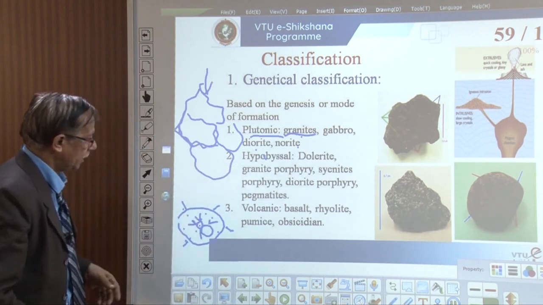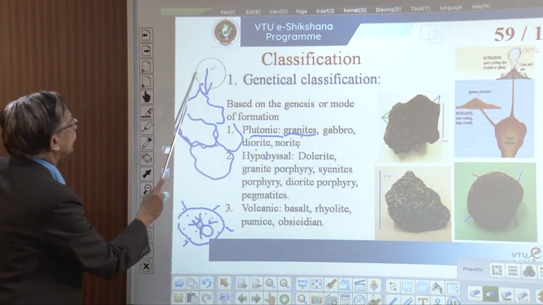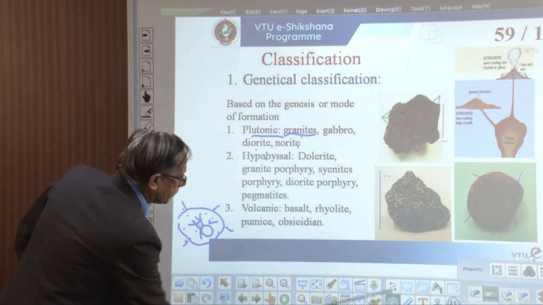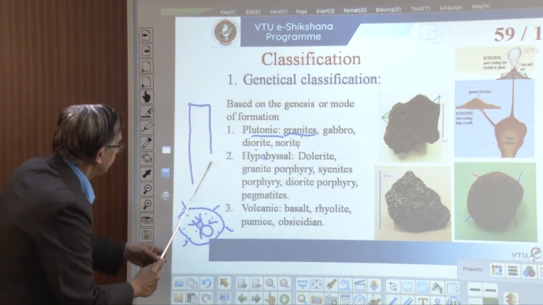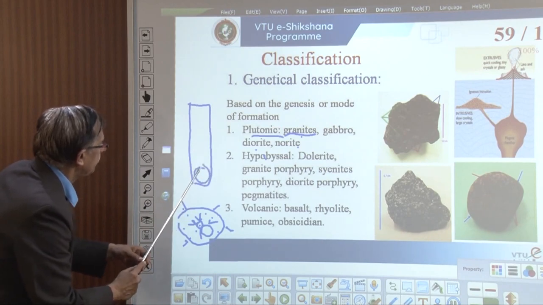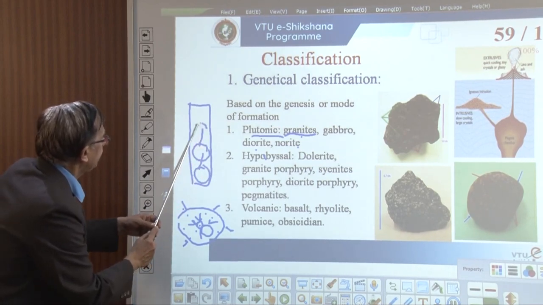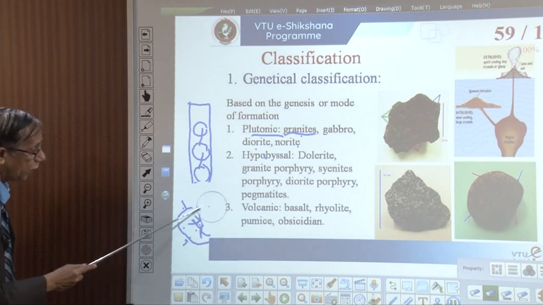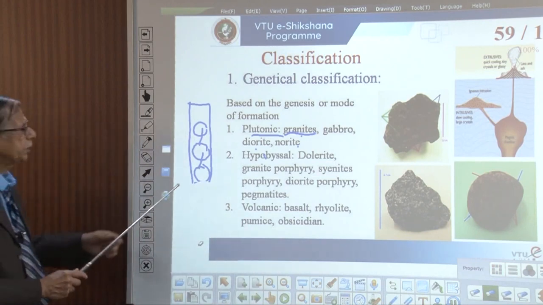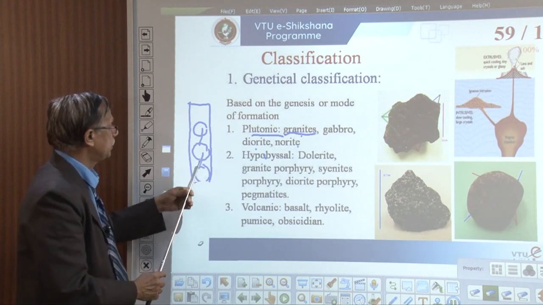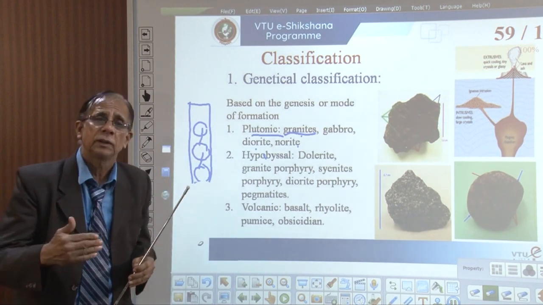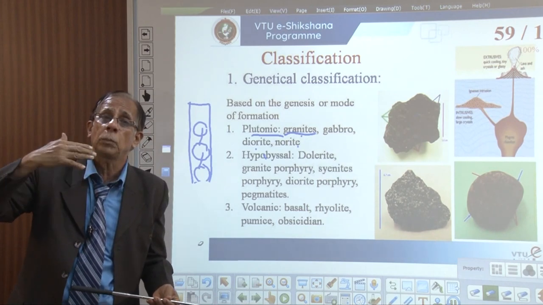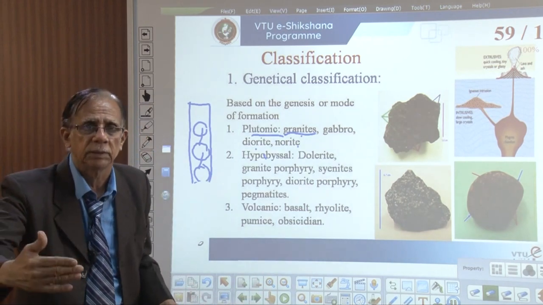We shall come to the hypabyssal rock. What is hypabyssal rock? Suppose this is the depth; magma formed, forms a plutonic rock; come here, intermediate depth. This we call hypabyssal rock. What may happen? Suppose a magma started traveling from here to here. During that process, they may have experienced some cooling, some loss of temperature, and some process of crystallization may have initiated.